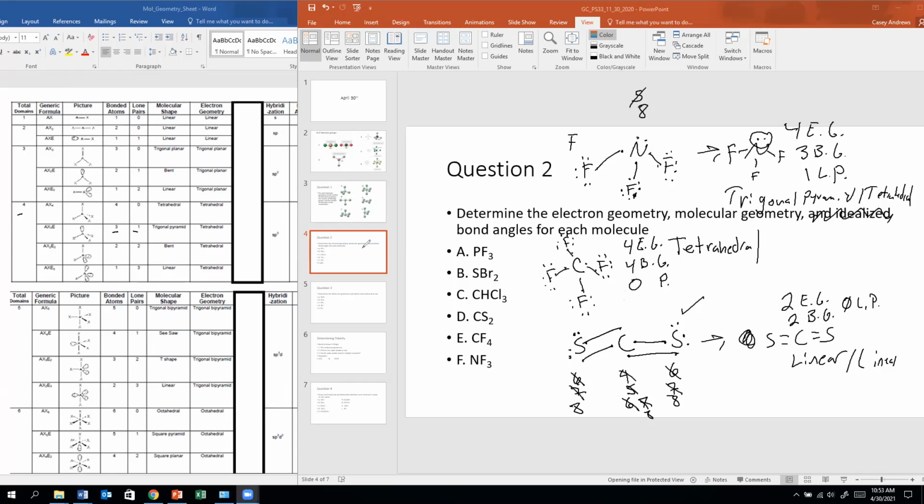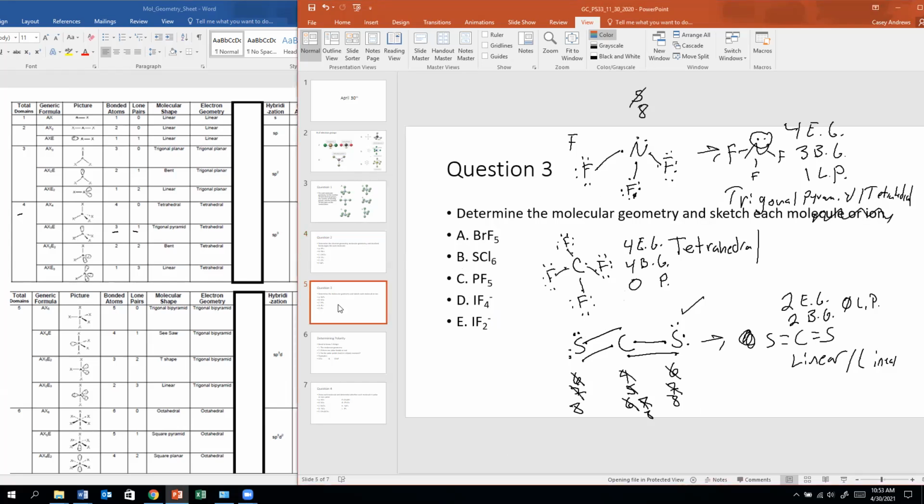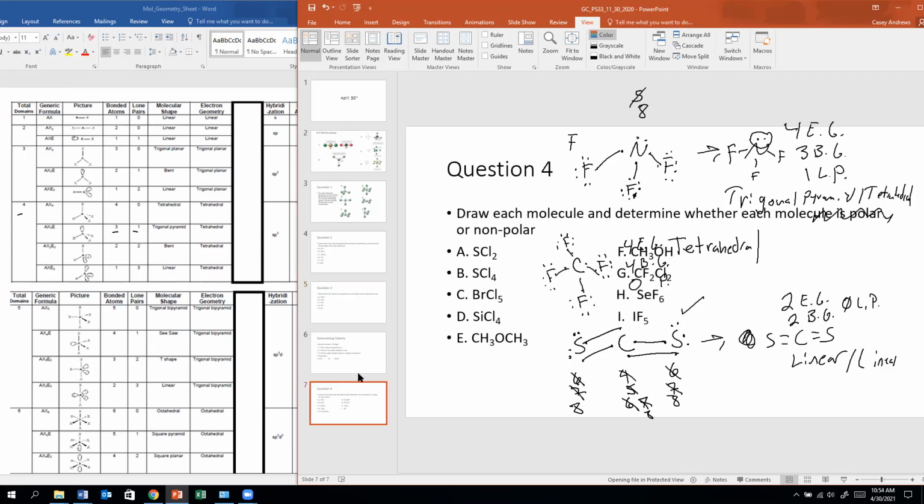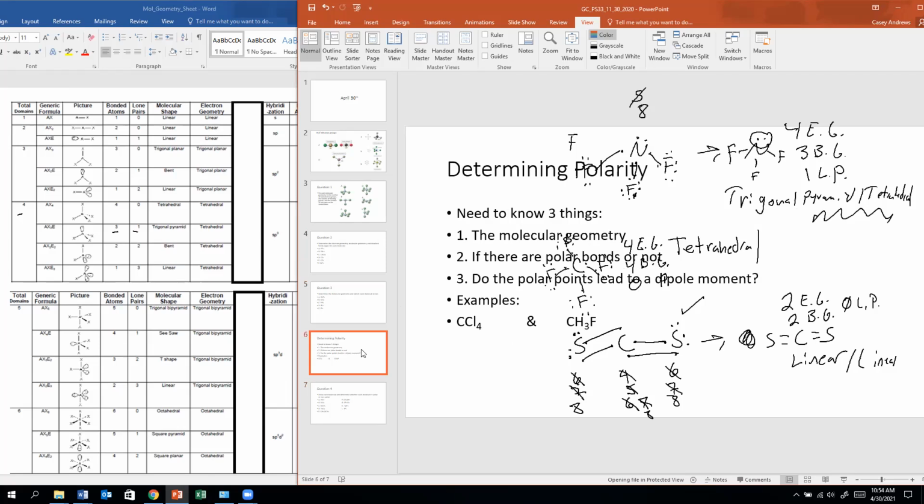All right, so even though we didn't go over question 3, make sure that you practice it because it's just more examples. But yeah, we're not going to worry about polarity. Polarity, we will just skip that because we didn't have time to go over that. And that is a new concept. Yeah, determining polarity won't be on the exam because we did not cover it.